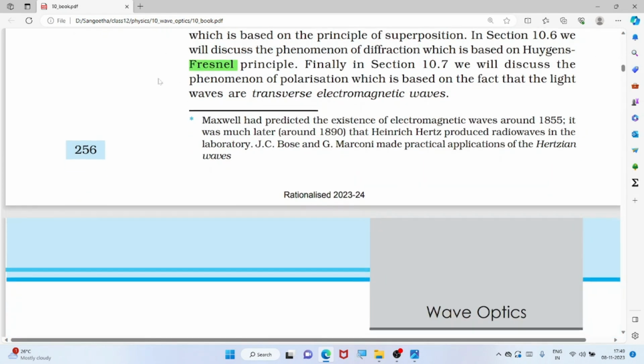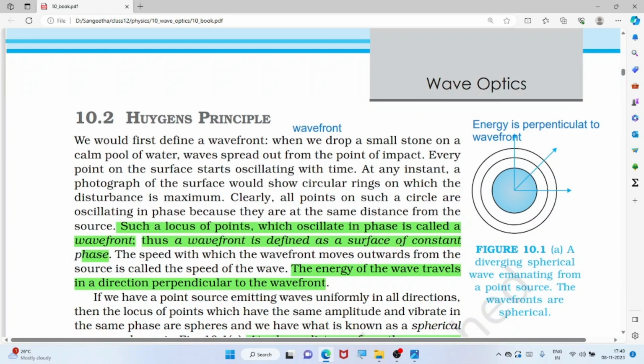Huygens principle. Okay, this is important. First you have to know what a wave front is. Wavelets are the points which oscillate in space in the same phase. These wavelets oscillating in the same phase are called a wave front. Thus the wave front is defined as a surface of constant phase.